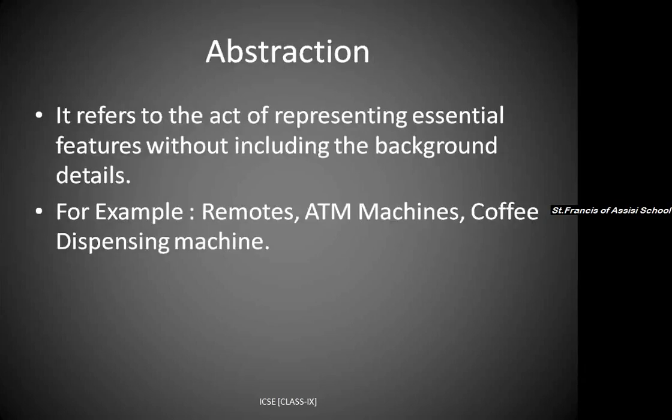The first point is abstraction. It refers to the act of representing essential features without including the background details. I hope you have not understood what is the meaning of this definition. So I will go through the examples. So examples are mentioned here: remotes, ATM machine, coffee dispensing machine. Okay, many are there. So take an example of remote.